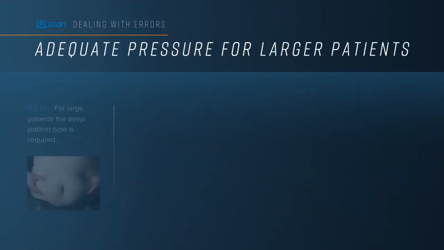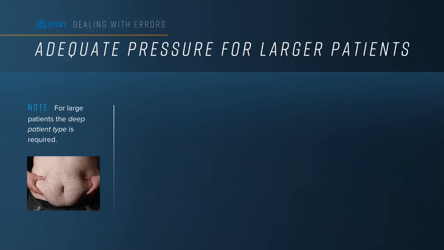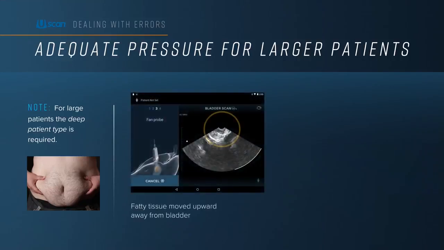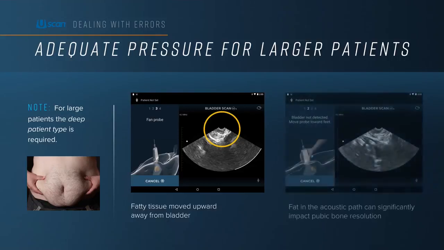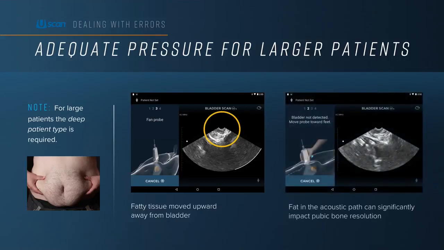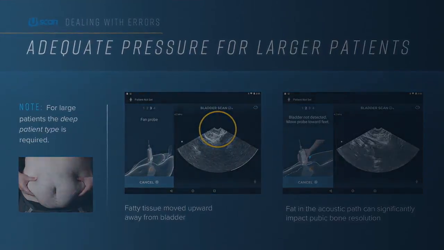When patients with a significantly high BMI number are being scanned, it is important to move excessive tissue away from the pubic bone. Like with all bladder scanners and ultrasound machines, the excessive tissue, scar tissue, and bowel gas will limit sound travel to and from the desired location.